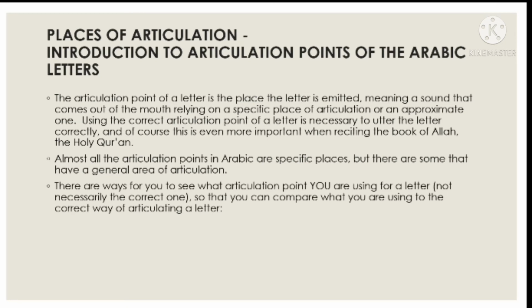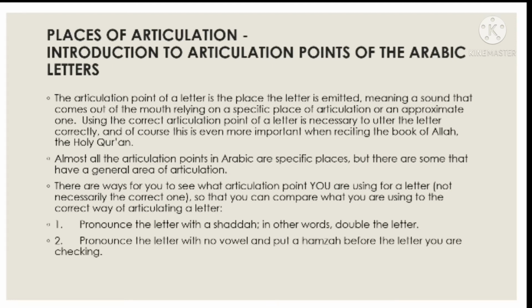There are ways for you to see what articulation point you are using for a letter, not necessarily the correct one, so that you can compare what you are using to correct the way of articulating a letter. Number 1, you can pronounce a letter with a shadda. In other words, you can double the letter. Number 2, you can pronounce a letter with no vowel and put a hamza before the letter you are checking.